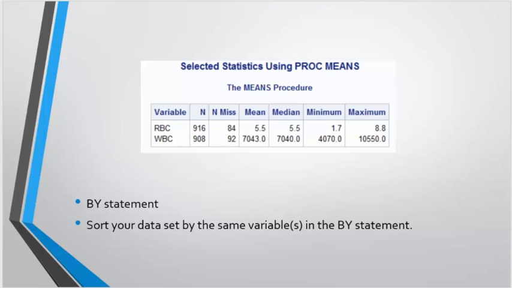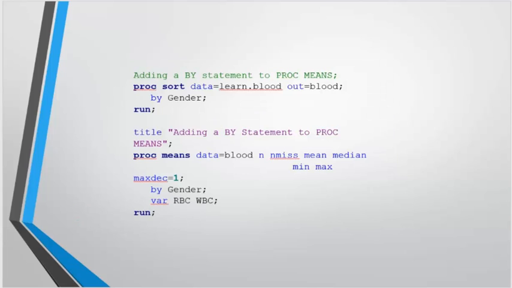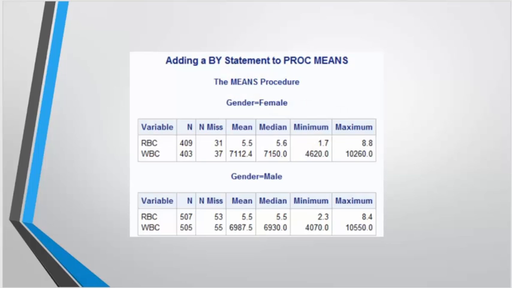If you want to see statistics for each level of another variable, you can include a BY statement, listing one or more BY variables. Remember that you have to sort the data set by those same variables in the BY statement before running the PROC MEANS. So here you can see I have all the data together, and here you can see that I want them separated by gender. So I'm first sorting by gender, and then I'm running a PROC MEANS on red blood cells and white blood cells by gender. And here you can see the output. I have a separate output for females and males.